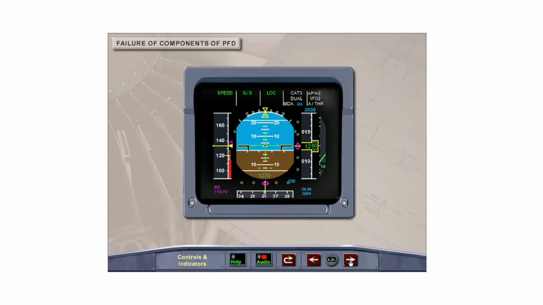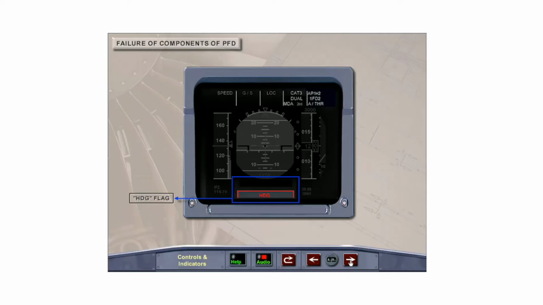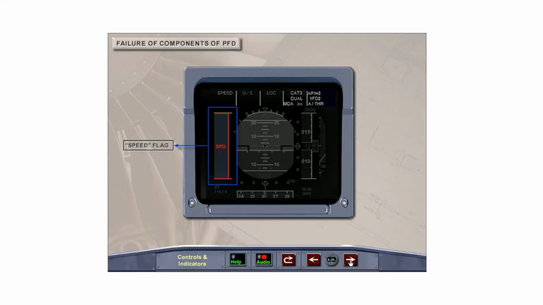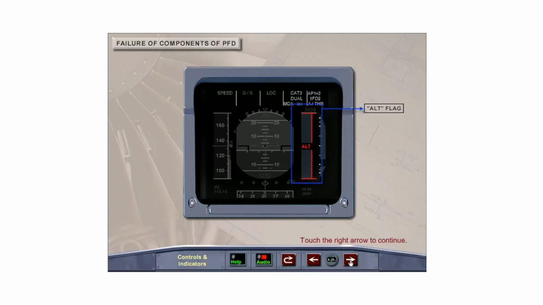For failures of components of the primary flight display, the faulty section will disappear and the associated red flag will appear. These include an attitude flag for failure of pitch and roll information, a heading flag for heading information failure, a speed flag for speed information failure, a vertical speed flag for failure of vertical speed information, and an altitude flag for altitude information failure.